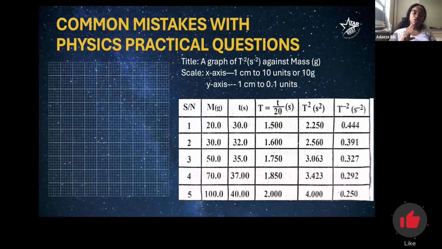So when you look at the range, it tells you how much space you need to represent that. So 0.2 to 0.4 is small. If you do 1 centimeter to, let's say, 0.1 unit, that means within the first 4 gaps, you should have all your points located there.